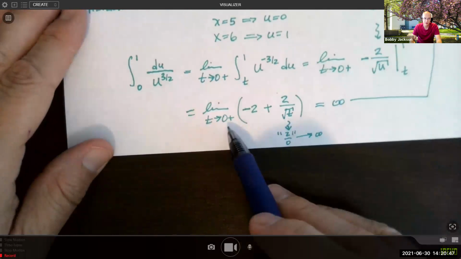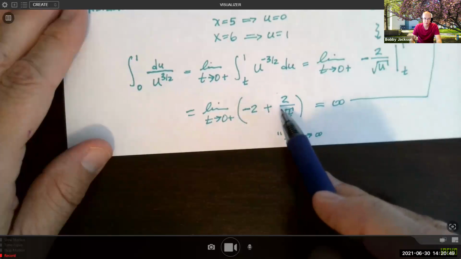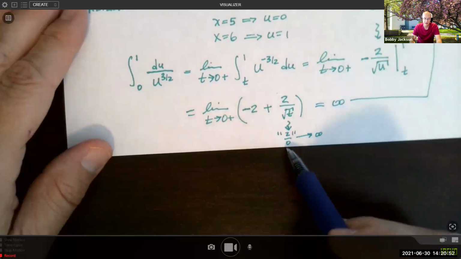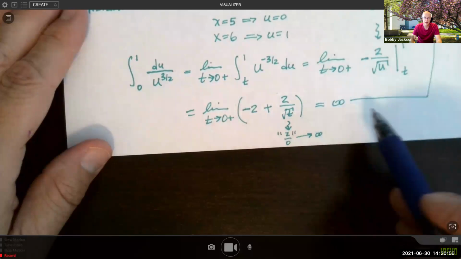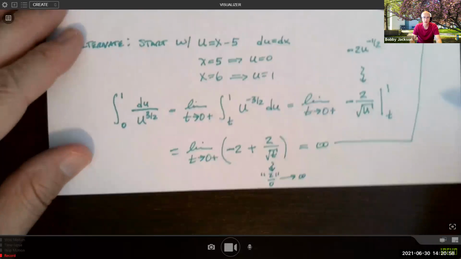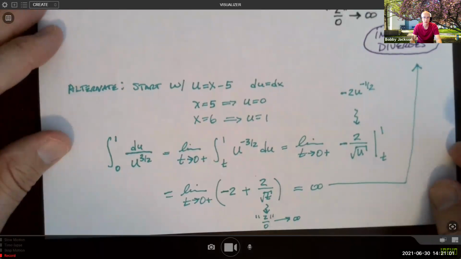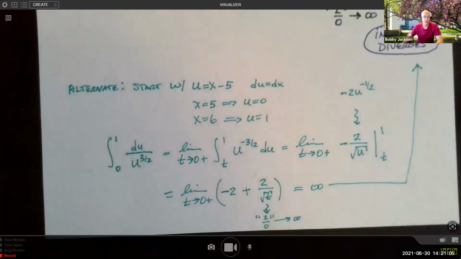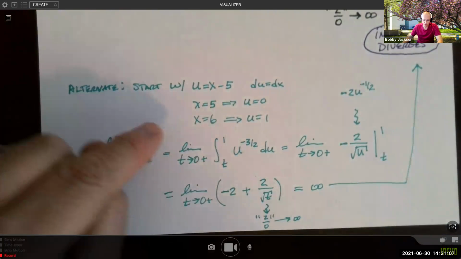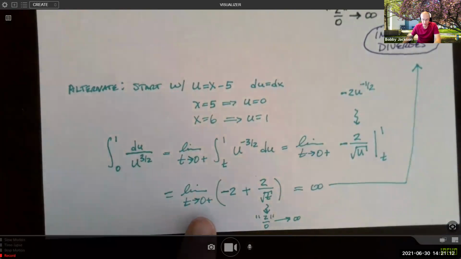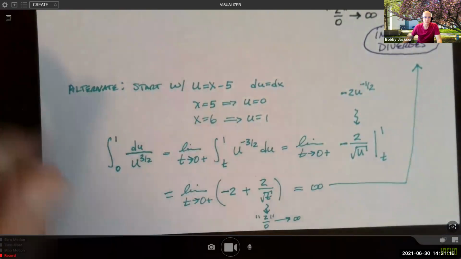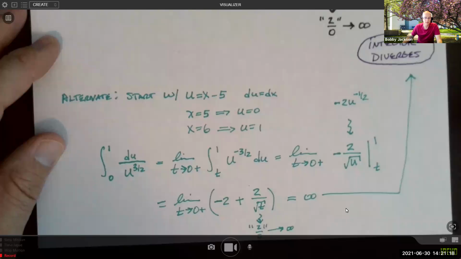And as t goes to 0 from the positive side, this expression here again is approaching 2 divided by 0, so it's going to infinity. And again, -2 plus infinity is infinity. So same thing, looks a little bit different, but of course we reach the same conclusion, that the integral diverges. Okay, so it's really important to note that I do want you to use the correct limit notation each time until you evaluate the limit, of course, and then also make sure you state whether the integral converges or diverges. Okay.